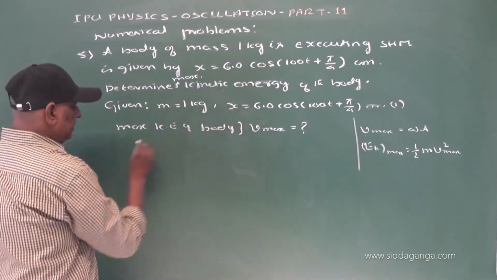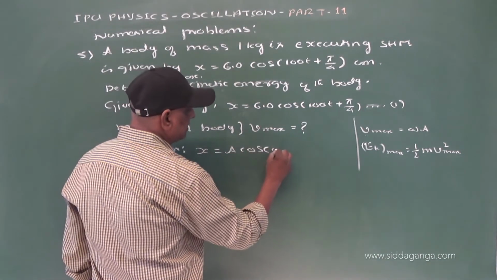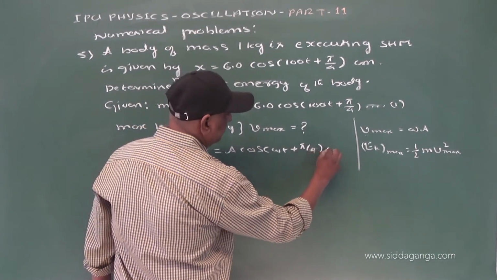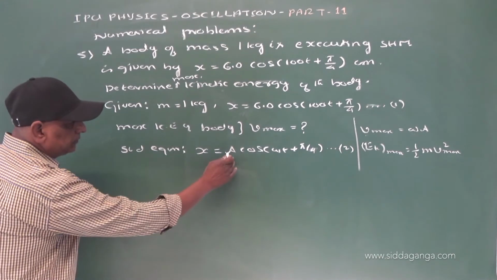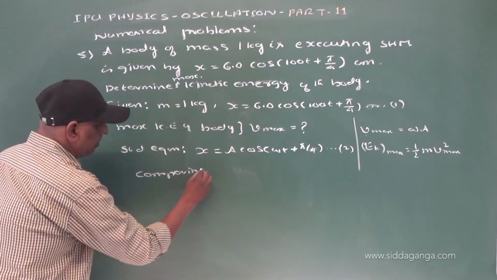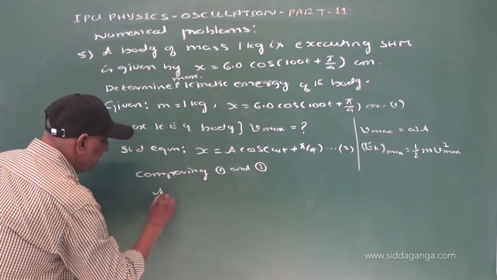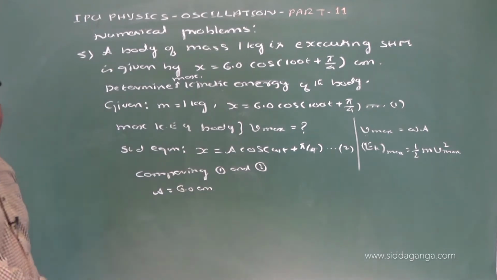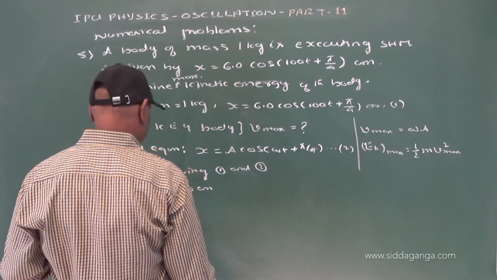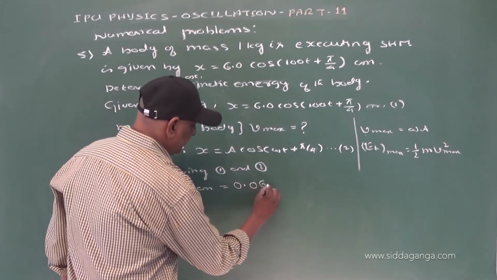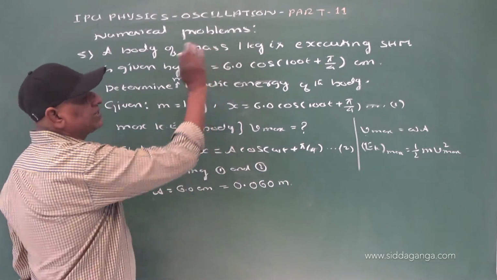Now using standard equation, x is equal to A cos omega t plus pi by 4. Take it as equation number 2. So comparing equations 1 and 2, we have amplitude A is equal to 6.0 centimeter. Because the displacement is given in centimeter, this is equal to 0.060 meter. Because the amplitude is in centimeter, but the mass is given in kg.